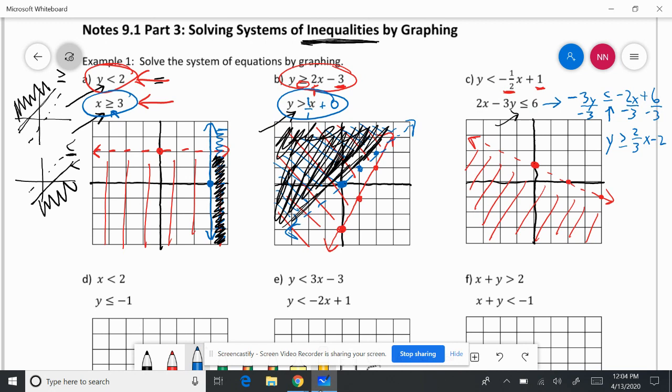My y-intercept is negative 2. My slope is 2/3. So I go up 2, right 3, or I go down 2, left 3. This time my line is solid. And once again, the reason that it's solid is that when I look at this, I see a line underneath, which tells me that it's a solid line. Because it's greater than, I'm going to shade above. And once again, my answer is where the red and the blue overlap. I'm going to make that a little bit darker.